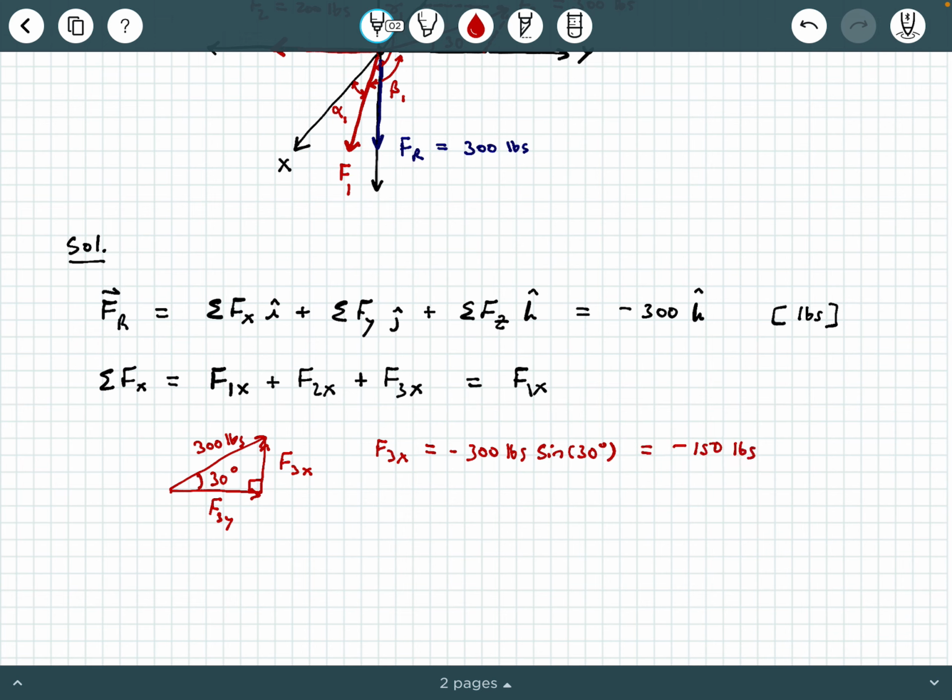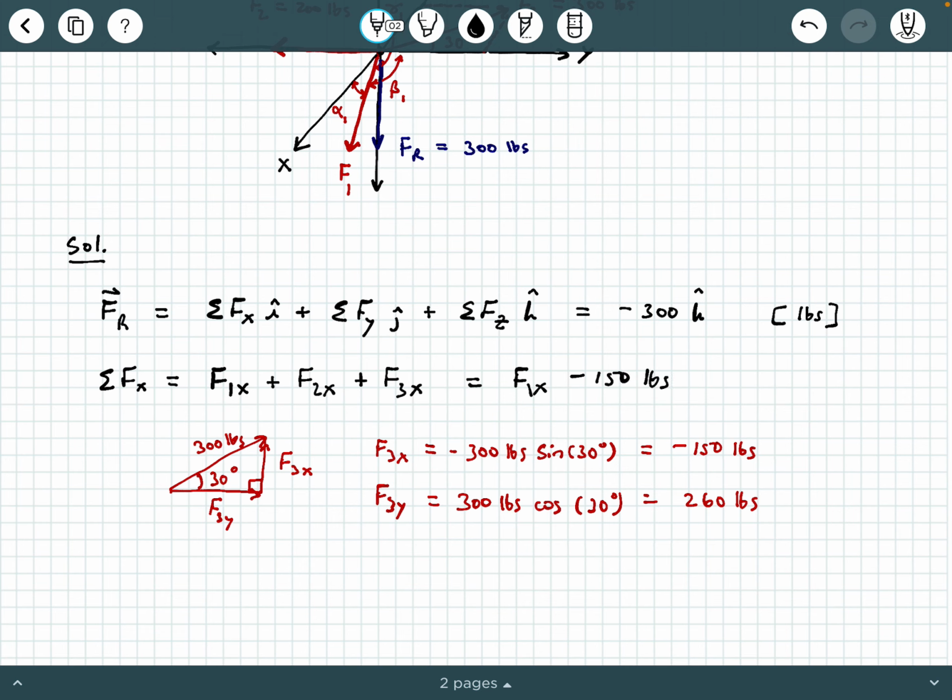And then I can get F3y, which is 300 pounds times cosine of 30 degrees. Let's punch that in our calculator. 300 times cosine 30, I get basically 260 pounds, okay? What am I interested in at this step? Well, I need F3x, so I'm going to write that here as negative 150 pounds.